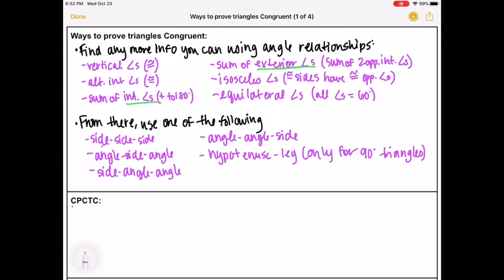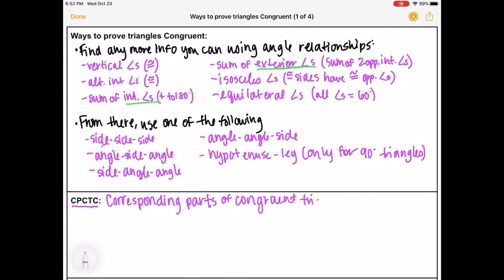Okay. And next thing here, CPCTC. So on your proofs you can write this shortened version, but if you're saying it in class, I would like you to say the whole thing. Or if you're just thinking in your head so you know what it means: corresponding parts of congruent triangles are congruent.